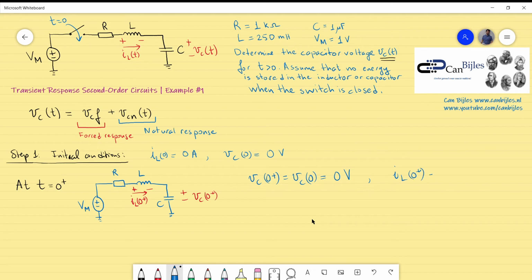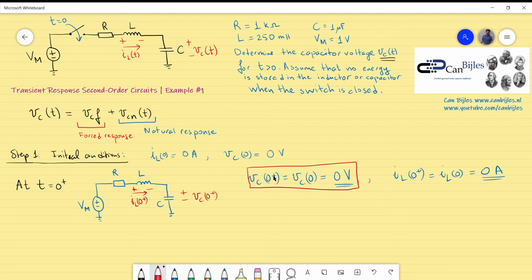So the IL at 0 plus will be the IL at 0, and it's also at this time 0 amps, and that's also 0 volts for the capacitor voltage. This condition, I will make this clear, we require this in the final solution of the capacitor voltage as a function of time. In addition, for the total response, we require also the initial value of the derivative of the capacitor voltage.